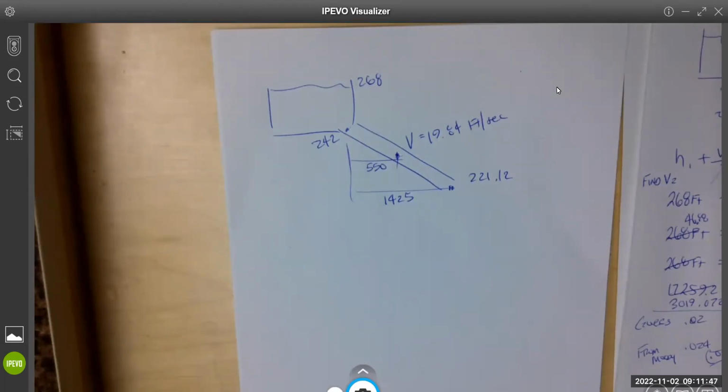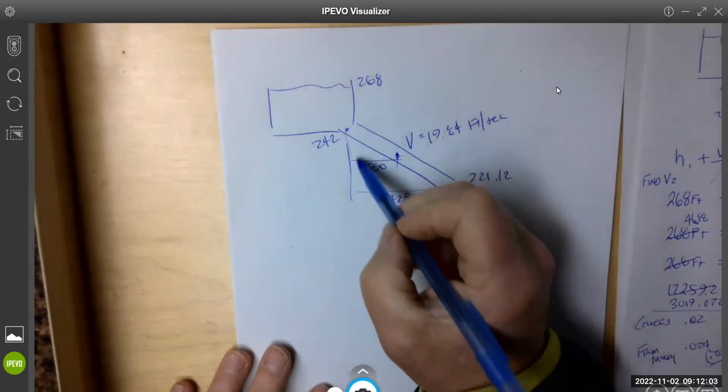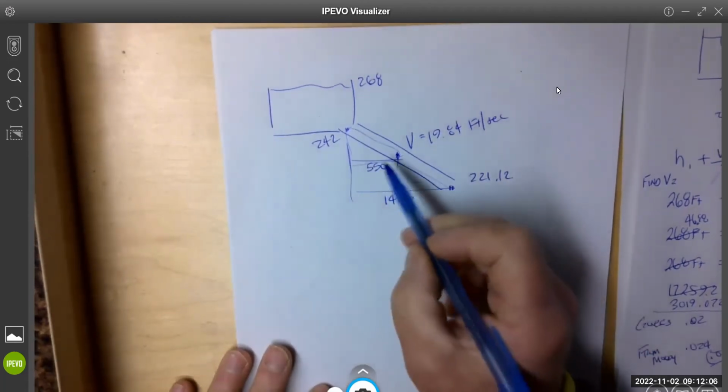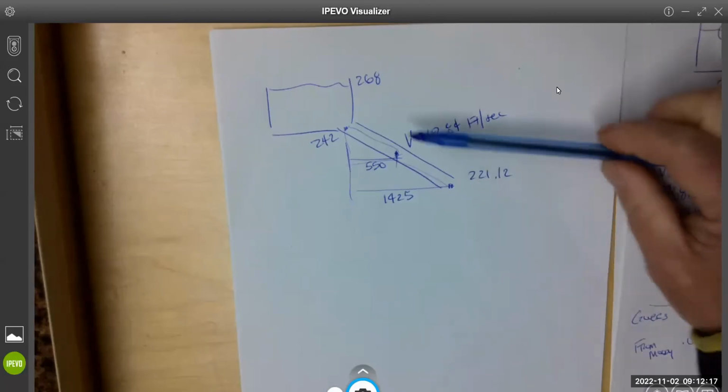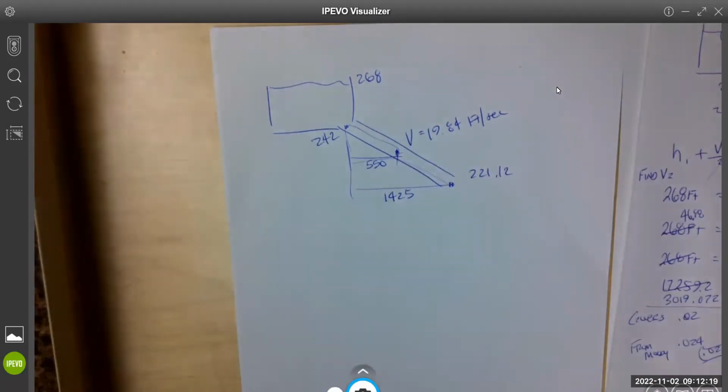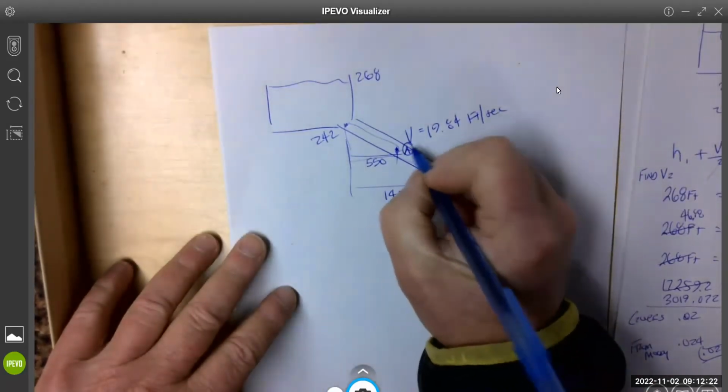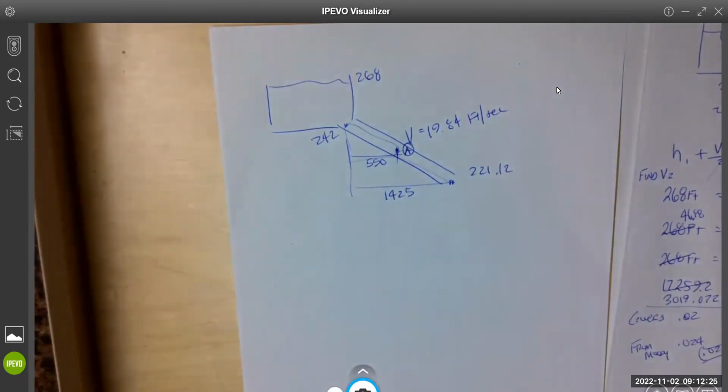We can use this big triangle here to calculate the elevation down, right? 221 from the 242, to give us that height, because we have similar triangles here. One there, one here. So we've got to solve those similar triangles to figure out what this elevation is at point A. That's where they want to know the pressure.